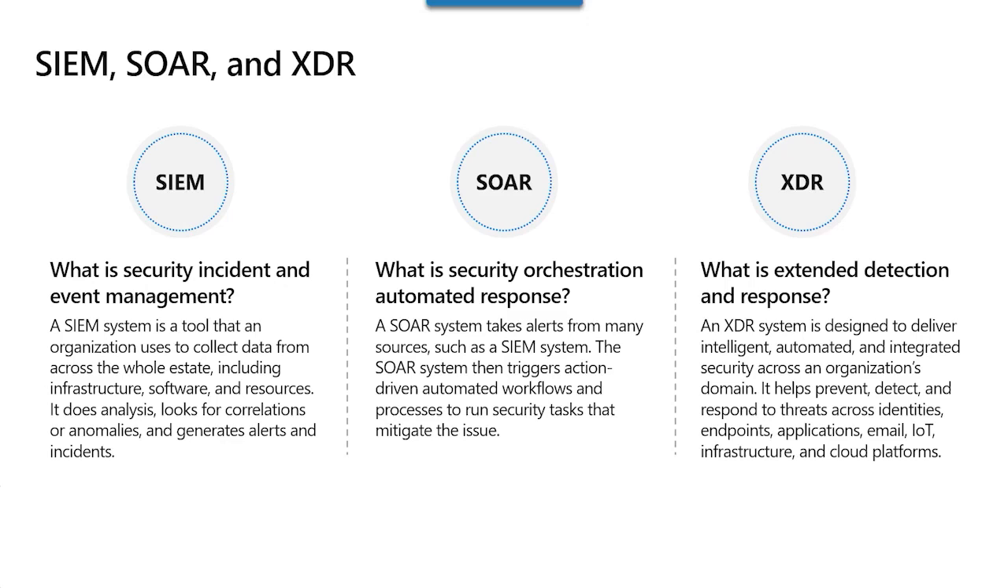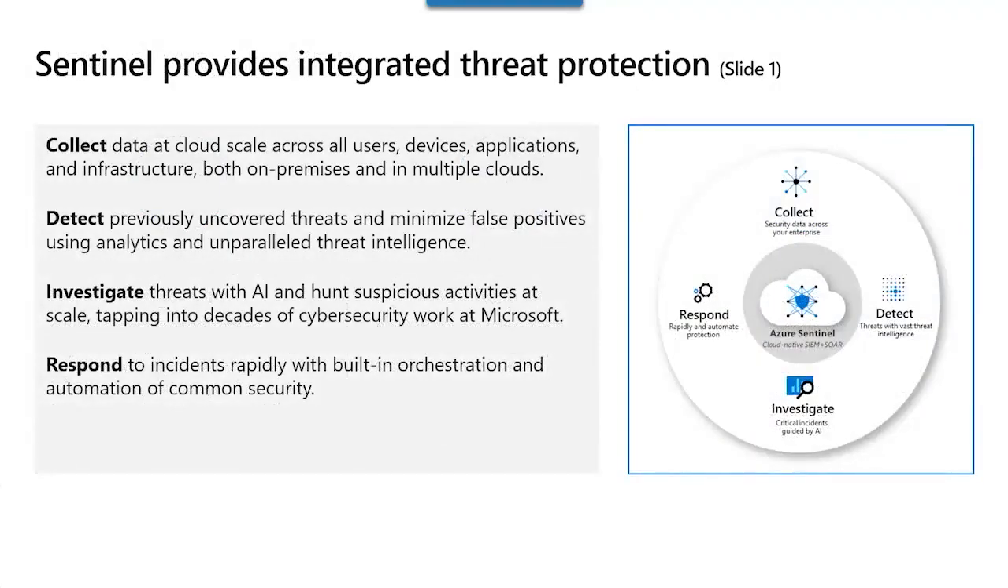SOAR, a security orchestration automated response tool, is taking your alerts from all different systems, like your SIEM tools, and then automatically triggering a workflow to run different tasks and actions that can actually stop or change a security incident. And the last one, XDR, stands for Extended Detection and Response System, and it's designed to give you an integrated and automated response across your entire organization. Now, in order to truly have a secure environment, your organization needs to embrace and really implement all 3 of these different types of systems. And that's where Azure Sentinel comes in.